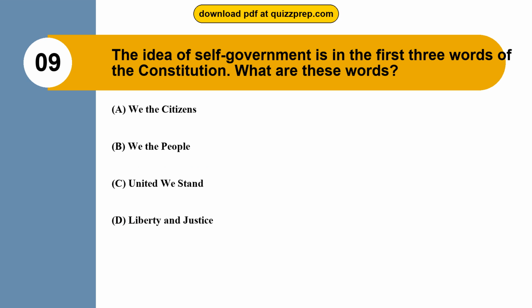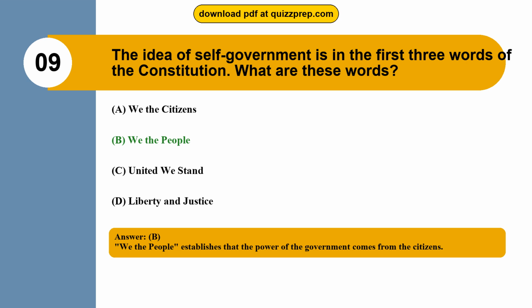Question 9. The idea of self-government is in the first three words of the Constitution. What are these words? Option A. We the citizens. Option B. We the people. Option C. United we stand. Option D. Liberty and justice. The correct answer is option B. We the people. We the people establishes that the power of the government comes from the citizens.